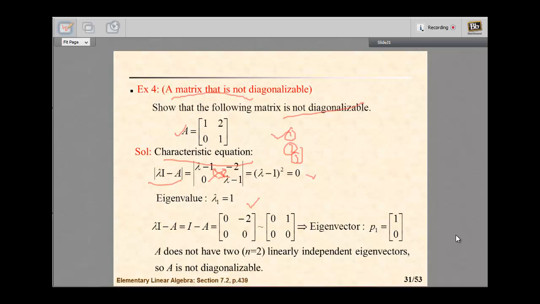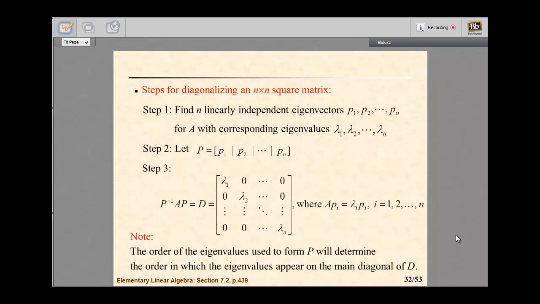Now find the eigenvector corresponding to this. When you find the eigenvector, there is only one eigenvector, that is P1 is equal to (1, 0). Because there is only one linearly independent eigenvector, it is not diagonalizable. If we had a second eigenvector, then we could say that it is diagonalizable, but it has only one eigenvector. That is why it is not diagonalizable.